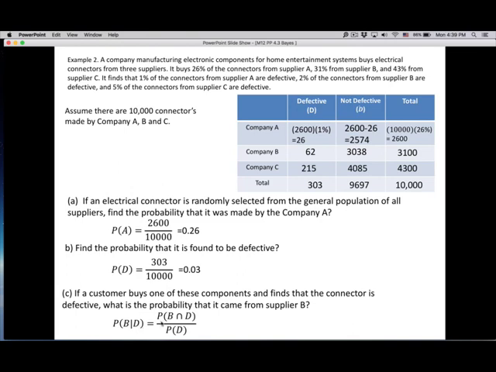And then we're going to plug into the conditional probability. Okay, so now here we are looking for the probability that it's made by supplier B and defective. So made by supplier B and defective, okay, defective. So it's going to be 62. And then what is the total number of connectors that are defective? That'll be 303, right? So just plug it in, then you're going to get this answer.